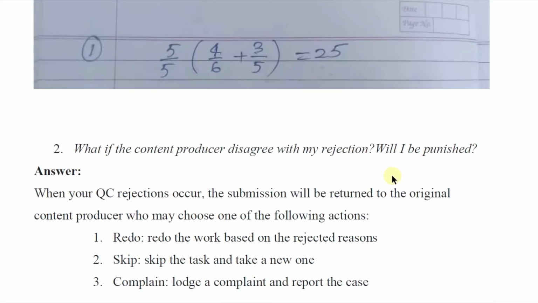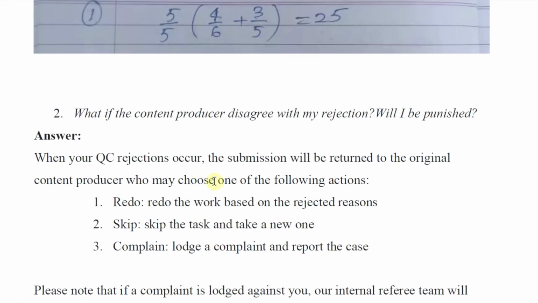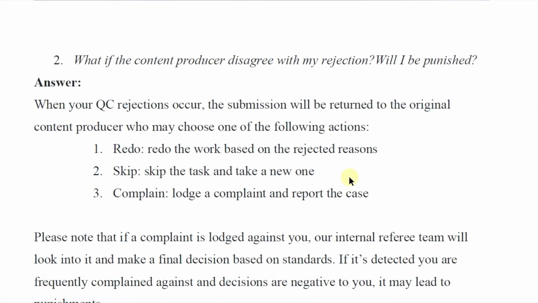Similarly, this is an incomplete question. You have to reject. Now, if you see the second point, what if the content producer disagrees with my rejection? Will I be punished? So here the answer will be, when your QC rejection occurs, the submission will be returned to the original content producer, who may choose one of the following actions: redo the work based on the rejection reason, skip the task and take a new one, or complain against you. So lodge a complaint and report the case to the referee team.